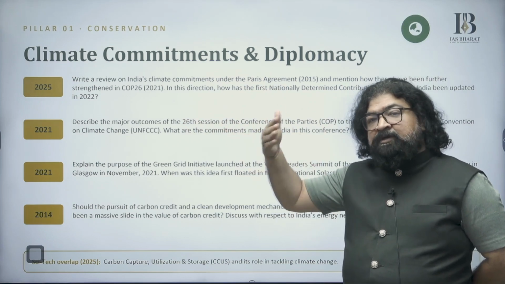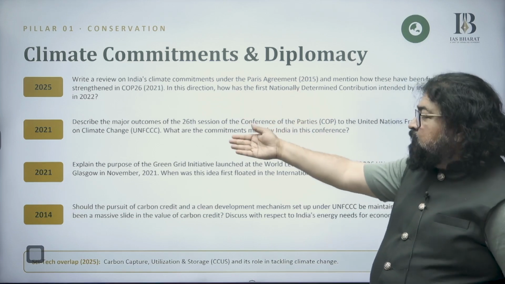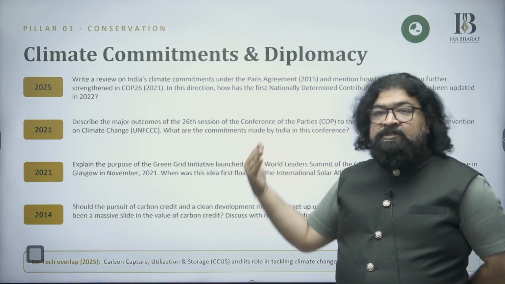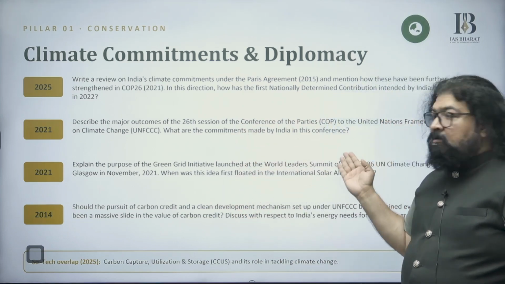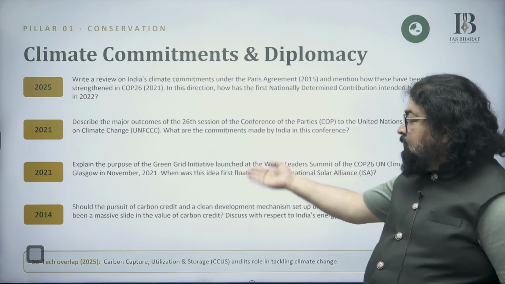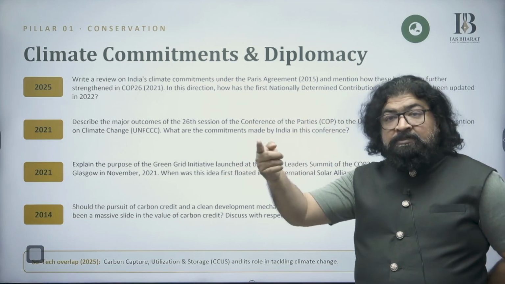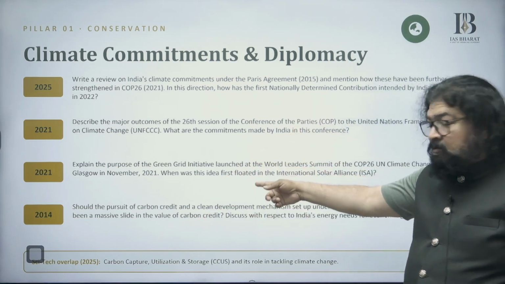That means the current aspect of development of the COP meetings and the outcomes and NDC. Then you can see 2021, the 26th session of the Conference of Parties of UNFCCC, the United Nations Framework Convention on Climate Change: commitment made by India. Then explain the purpose of the Green Grid Initiative. Right, that is again 2021, when the COP26, that is the Glasgow summit. That time the current question has been there.